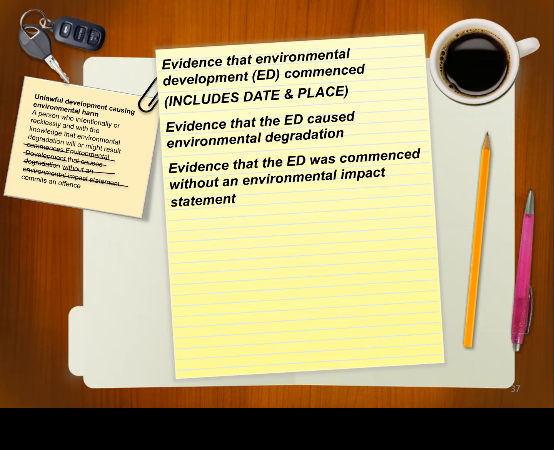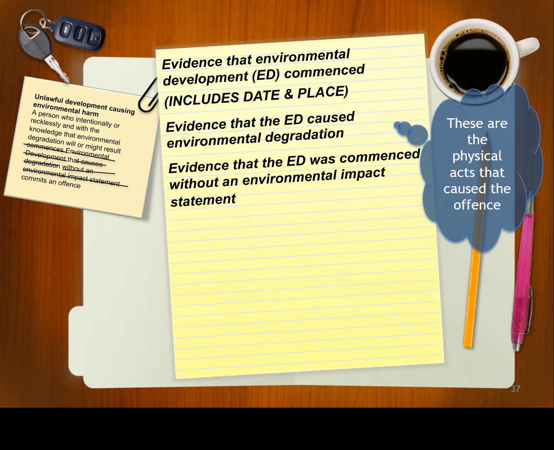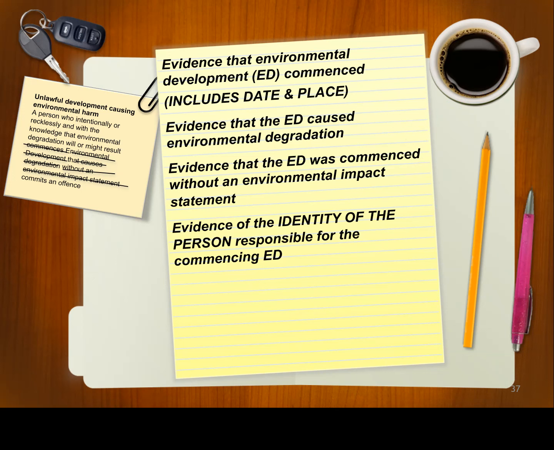Okay, and we cross that out. So that's our process. First step of our process is to identify the physical acts that we need to prove. We then write up our common element of identity. So we identify evidence of the identity of the person, so evidence of the identity of the person responsible for commencing the environmental development.